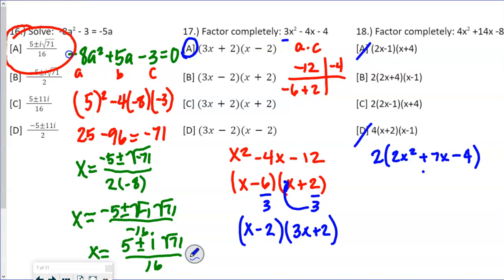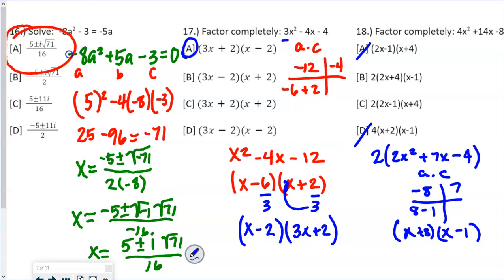So once again, we're going to multiply A times C. That's going to give us negative 8. And we're looking for the factors of negative 8 that equal 7, right? So isn't that going to be 8 minus 1? So we're going to put in our parentheses again, our x and our x, and plus 8 and minus 1.